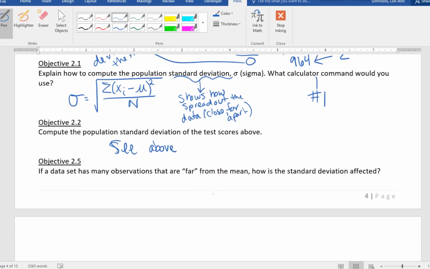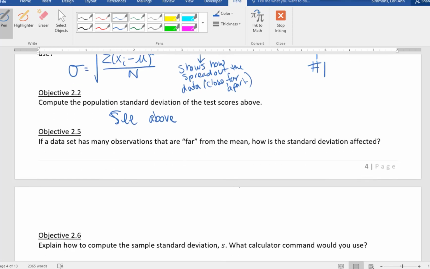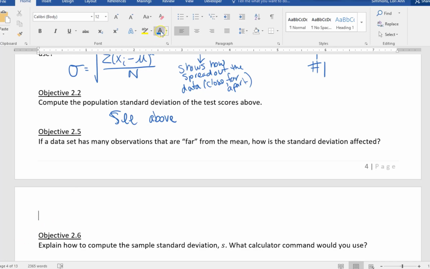So if a data set has many observations that are far from the mean, how is the standard deviation affected? The standard deviation would be large.